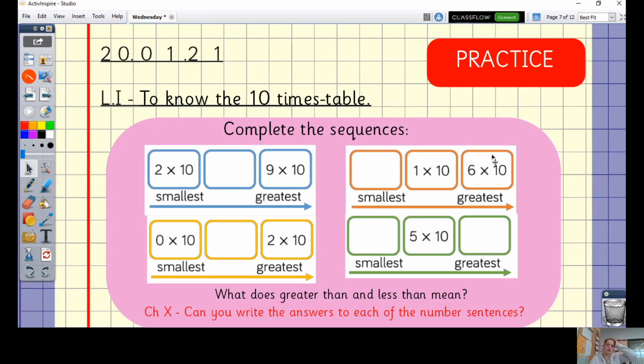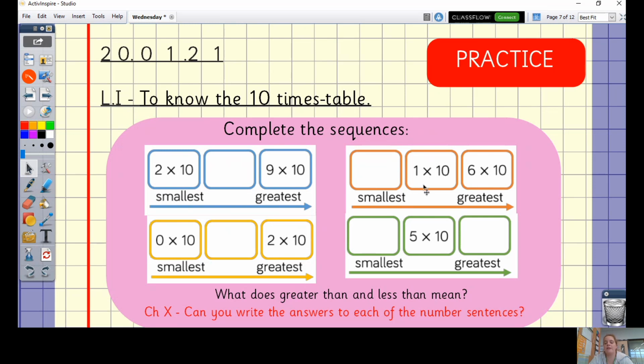Okay, now finally for your practice. Now this looks a little complicated, but it's not quite as complicated as you think. Each one of these colours is a different question. So there are 4 questions, 4 sequences to complete. So looking at just this one for now, we've got one side smallest, one side greatest. You've got number sentences, all multiplying 10. You've got 2 multiplied by 10 and 9 multiplied by 10. So which number sentence could you write in the middle that would be in between the smallest number sentence and the greatest number sentence?